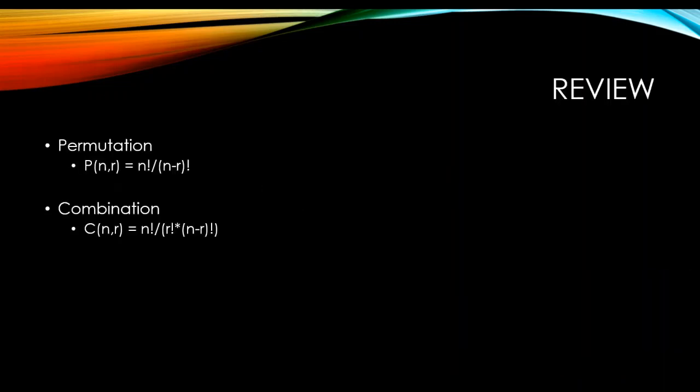Permutation has the formula P(n, r) equals n factorial divided by (n minus r) factorial. n is the number of elements in a set, the population that we are talking about, and r is the number of elements or items that we're going to get from the population, from the set, wherein we're going to derive the pattern. That's n and r. For combination, the formula is n factorial divided by r factorial times (n minus r) factorial.